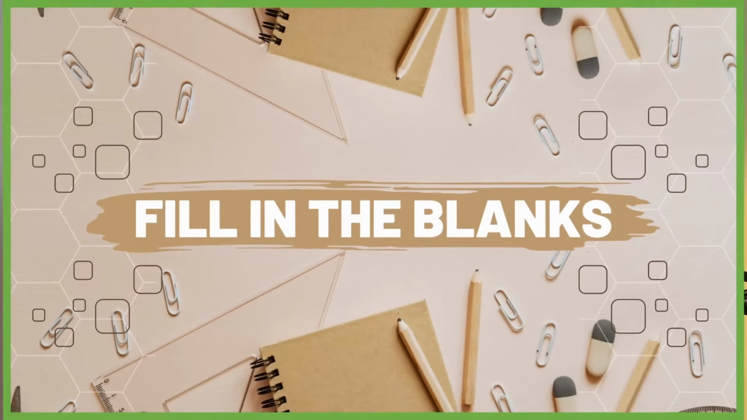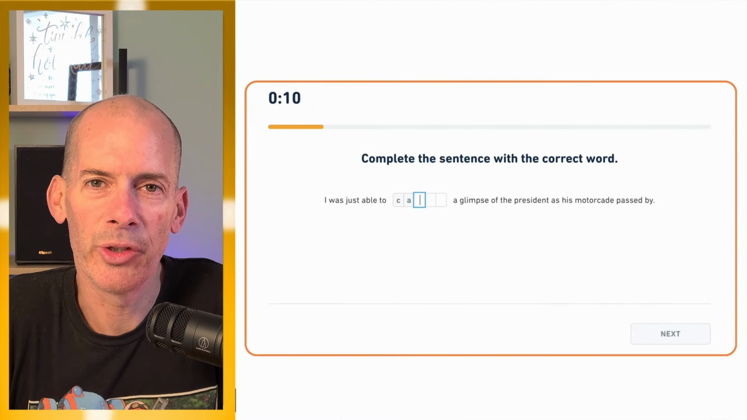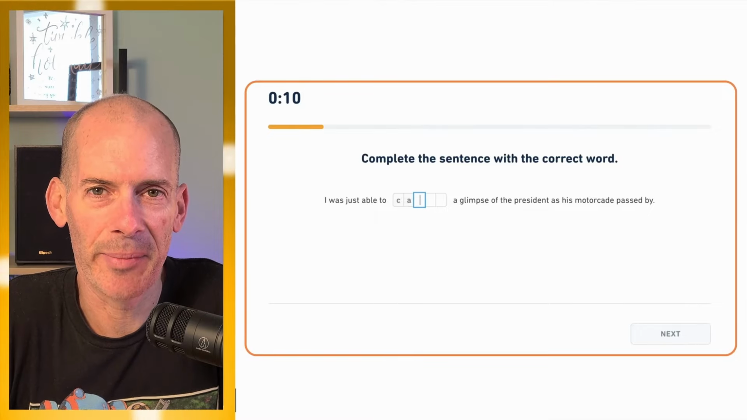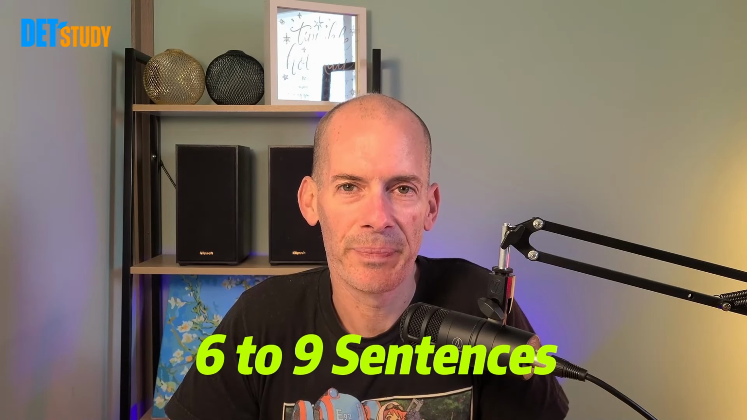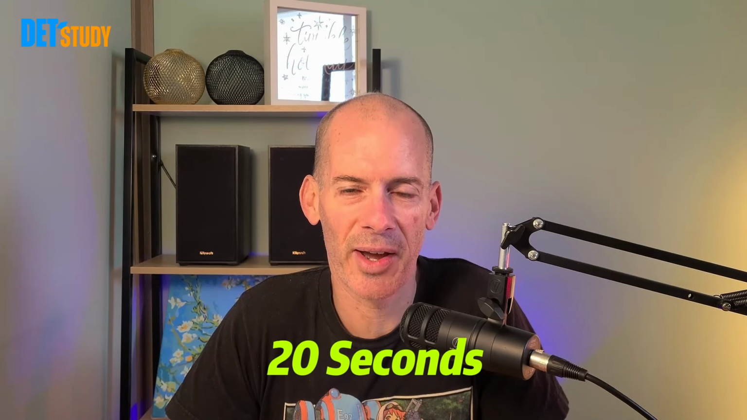Okay, moving on to the final change on the test, which has to do with the new question type, and it's called fill in the blanks. And it looks like this. The prompt says, complete the sentence with the missing word. You'll be presented with a full sentence and a word that has some missing letters, and you'll be asked to fill in those missing letters. All in all, you'll be presented with between 6 to 9 sentences, and for each one, you have 20 seconds to fill in the missing letters of that word.